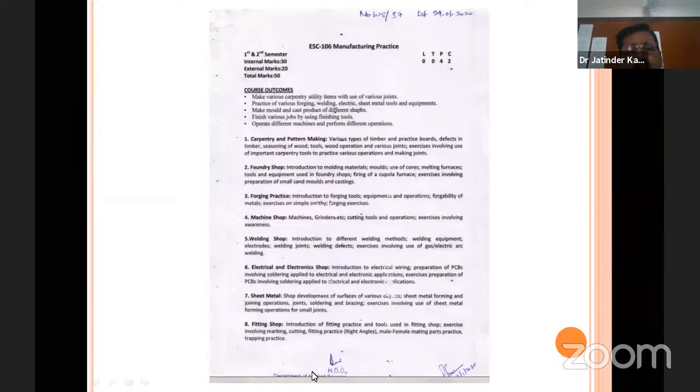So the process which changes the property of the material is a heat treatment process, and that is not covered in our manufacturing practice. Heat treatment is not there, but mechanical engineering and civil engineering students will get knowledge of those heat treatment processes in their second year, right? So now we will discuss certain important shops.